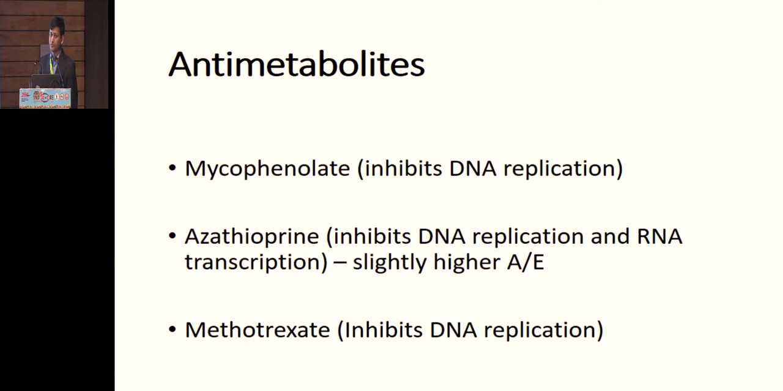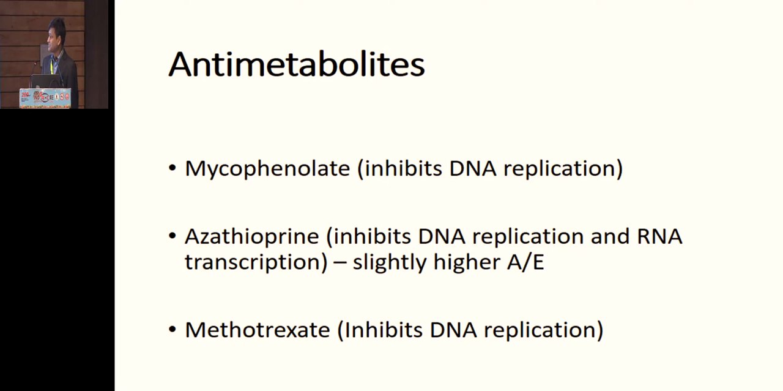Azathioprine was the original agent. It inhibits DNA replication and RNA transcription, but it has a higher risk of bone marrow suppression. So it has largely been supplanted by mycophenolate, but in this region we still use azathioprine quite a lot because of cost. Mycophenolate costs almost twice as much as azathioprine. So despite the increased risk of side effects, we still tend to use azathioprine a lot in this region.